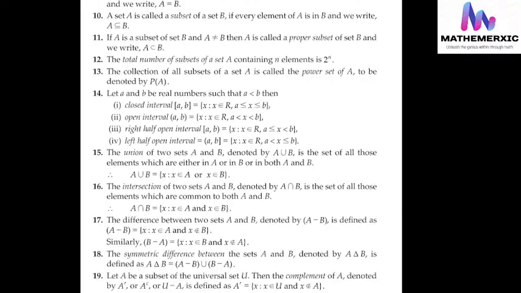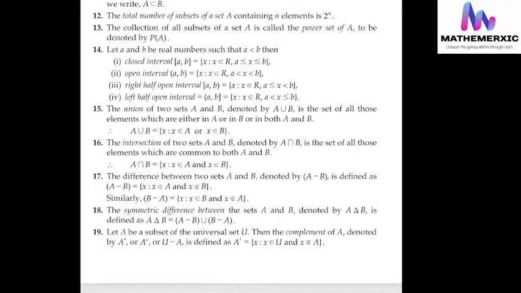Let A and B be real numbers. So the collection of all subsets of a set is called the power set. Whatever number of subsets we can have from there, the count is 2 to the power of n every time, where n denotes the number of elements of the set A.